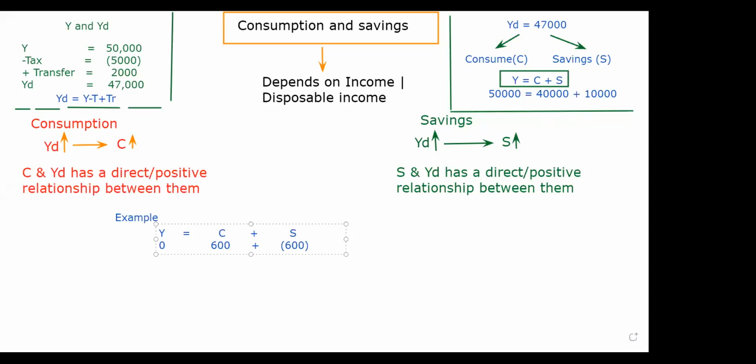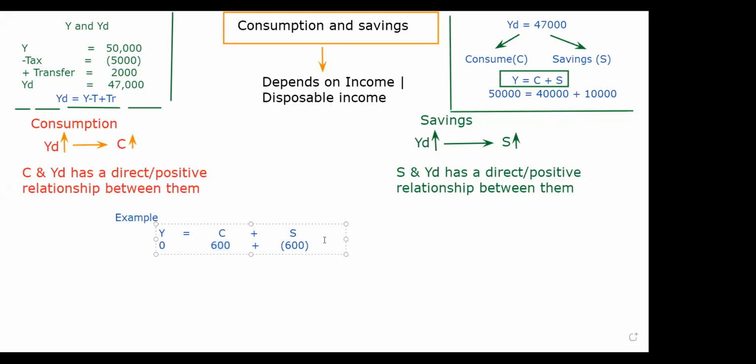So I'll repeat my point. When you're earning nothing, when your income is zero, you still have to consume something. That 600 is called autonomous consumption. Autonomous consumption means the consumption at zero level of income. Even when your income is zero, how much you should consume is called autonomous consumption. And that does not depend on the level of income.